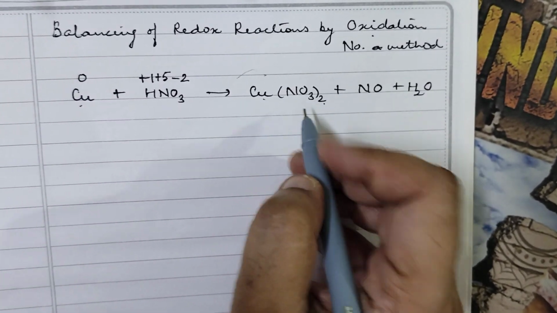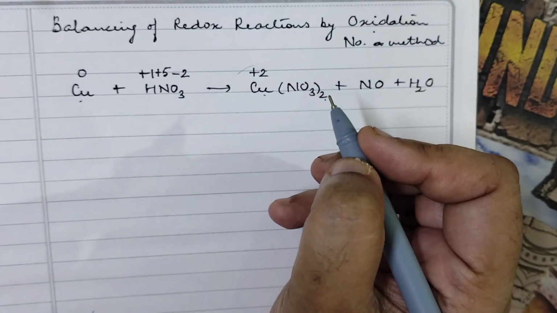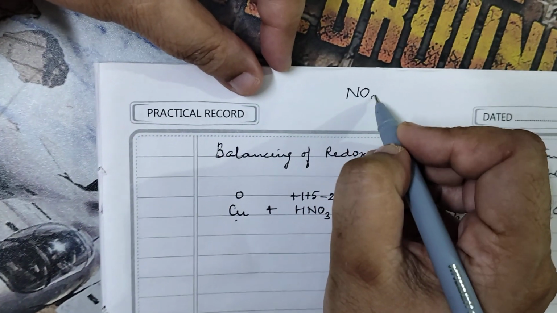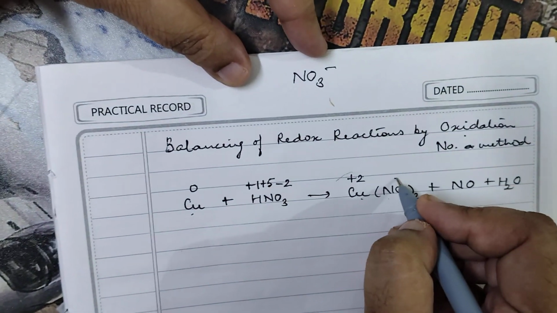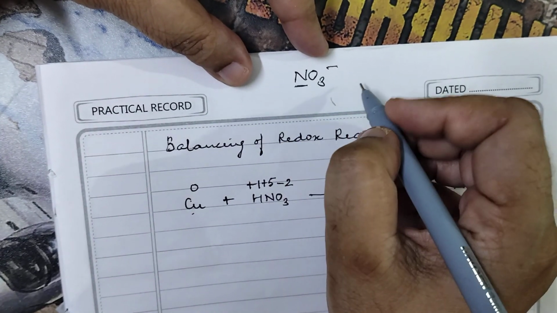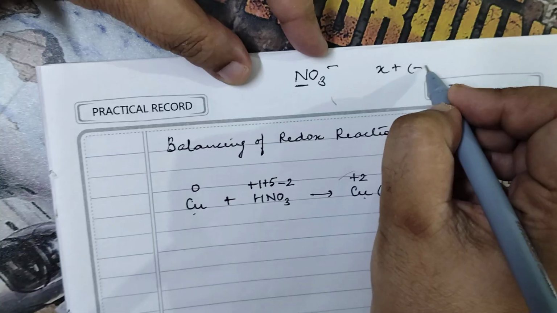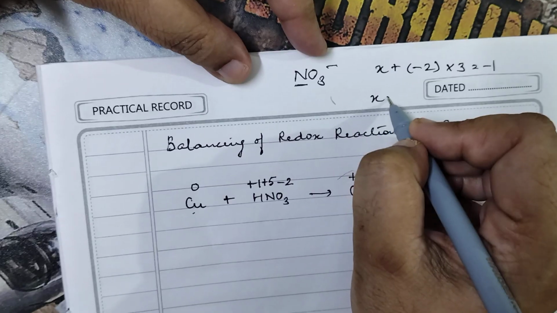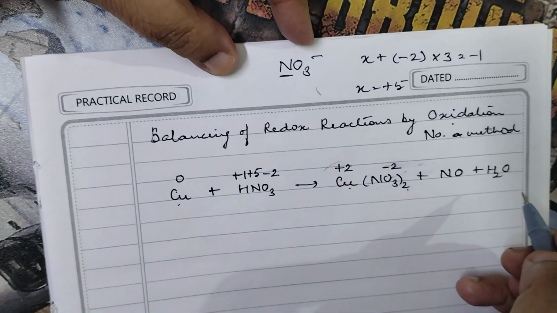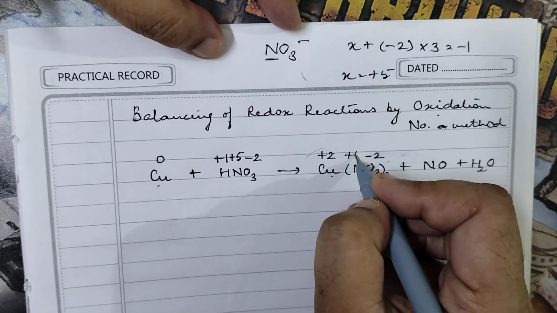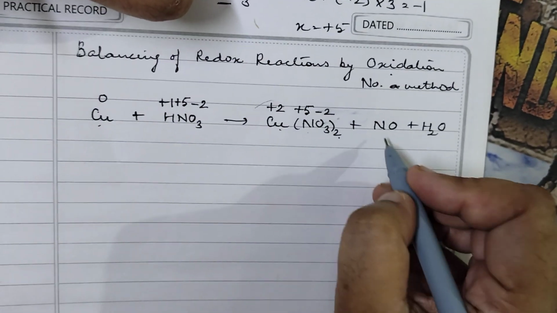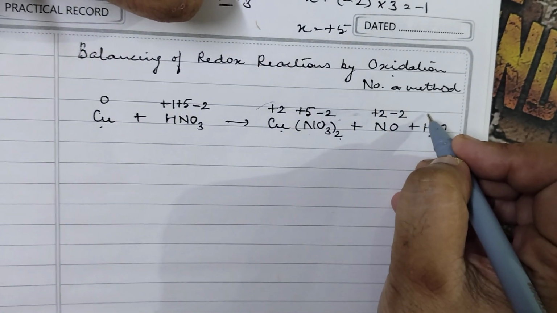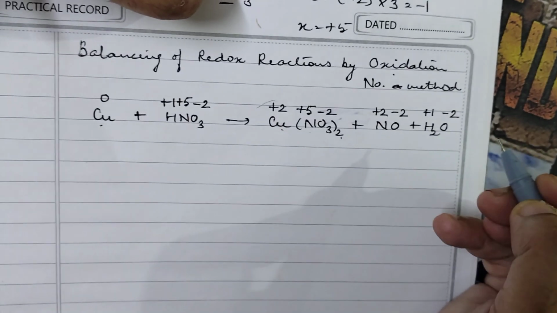Copper has the valency 2 here, so oxidation number will be +2. And nitrate is NO3 minus, so oxygen will be -2 here, so one nitrogen will have X plus -2 into 3 equal to -1, so X will be +5 here. So we will calculate the nitrogen oxidation number, which will also be +5 here. In nitric oxide, oxygen will be -2, so nitrogen will be +2. Hydrogen will be +1 and oxygen will be -2.